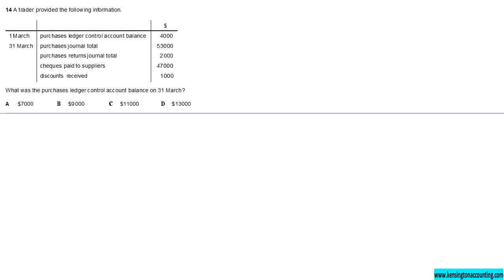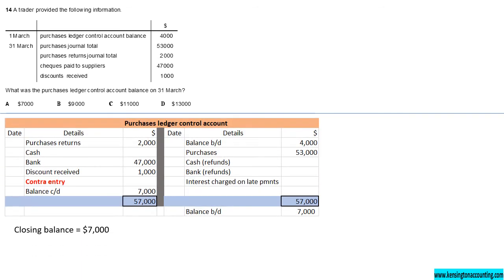Question 14 is about preparation of a purchase ledger control account. Okay, here we have a template of a typical purchase ledger control account. Let's go item by item. Item 1, that's opening balance. So basically we're talking about movements during a month. Okay, so beginning of the month, 1st of March, the balance is 4,000. Now the balance in a purchase ledger control account is a credit because it represents trade payables. It's a liability. Therefore, the opening balance is a credit entry.